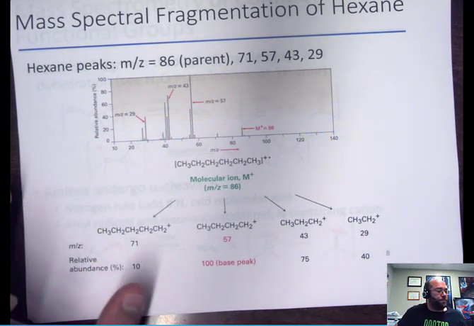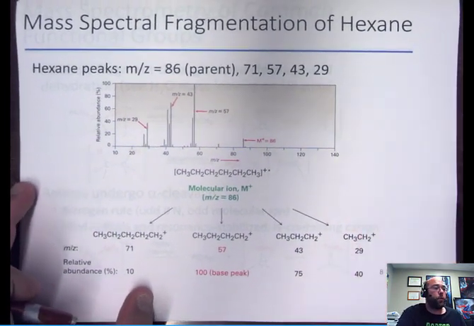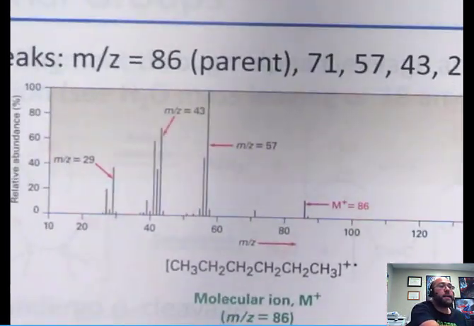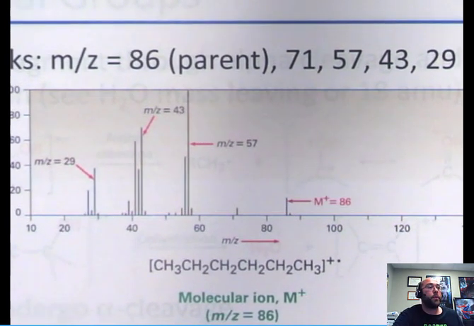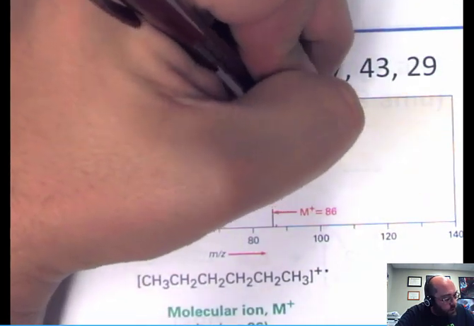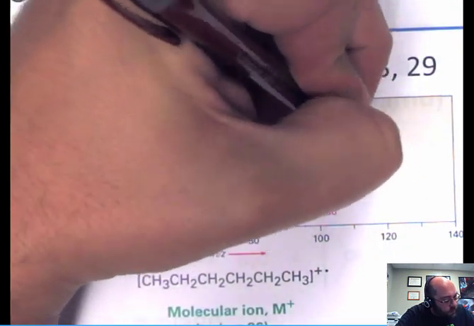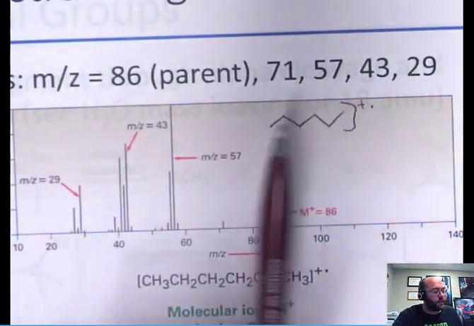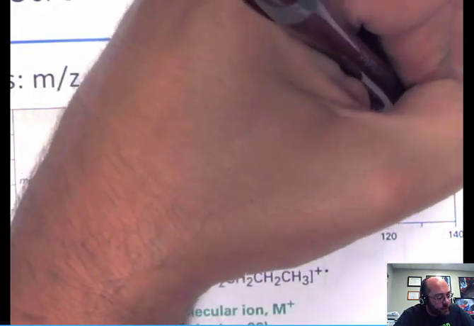Like I said before, we do see some predictability in how fragments will break apart. Here we have hexane, right? So you start with 2, 3, 4, 5, 6. So hexane is C6H what?